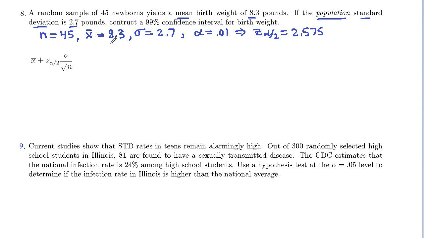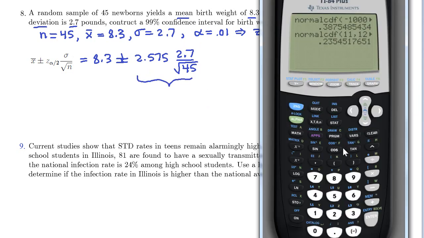So our x bar, that's our 8.3. And we are going to add and subtract here the z-value, 2.575, times sigma, which is the 2.7, divided by the square root of the sample size. Remember, that's the standard deviation of the sampling distribution. So your margin of error is this quantity out here. Let's figure that one on the calculator real quick.